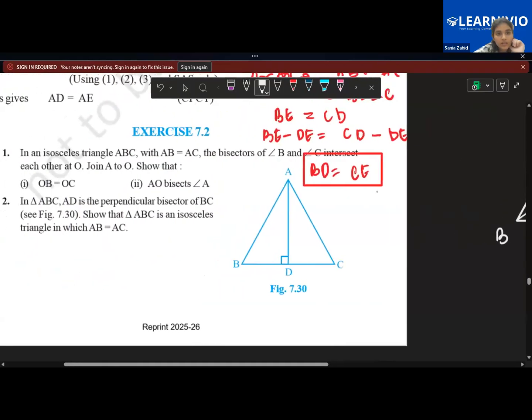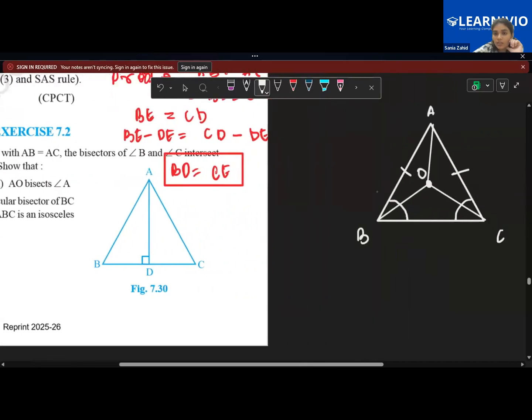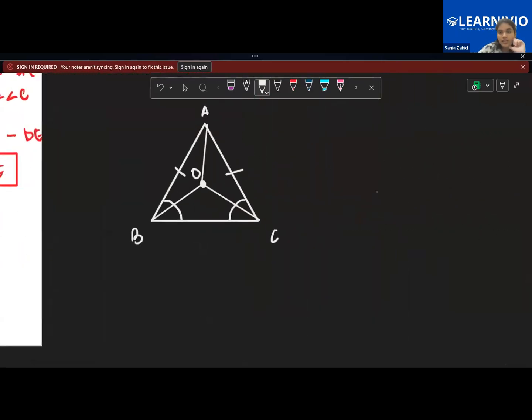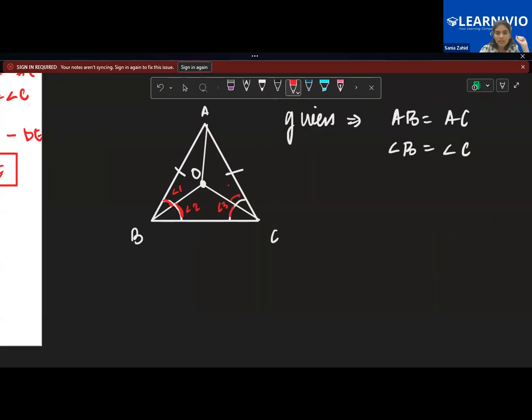And what is the question then? Show that OB and OC are equal. So where is OB? First, let's write what is given. Given is AB equals AC, angle B equals angle C, then OB, see, OB is the bisector, so let's write this angle is equal to this angle. Now, whenever you have a complex figure and many angles, you will number them. That's also a correct way. Angle 1, angle 2, angle 3, angle 4.